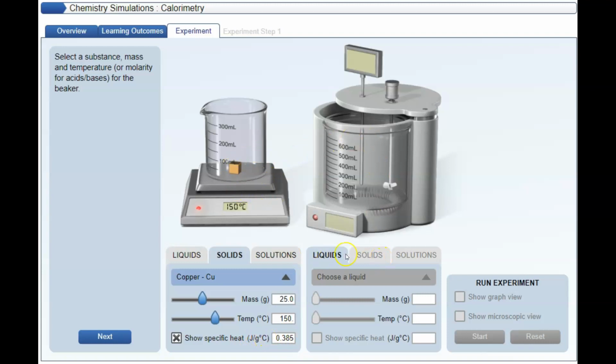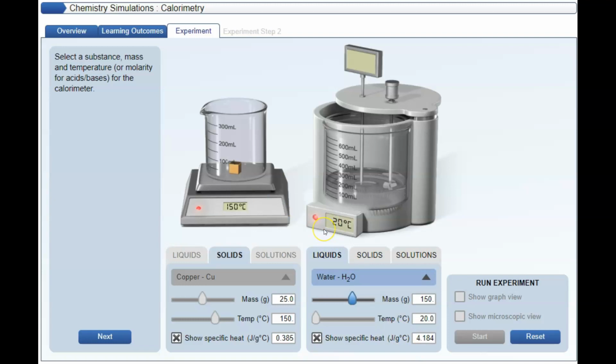We're going to combine that with some water. We're going to drop it in water and see what happens. So obviously the liquid here is water. Let's say we have 150 milliliters of that, or 150 grams, which is the same because the density of water is 1 gram per milliliter. The temperature is stuck at 20 Celsius, and the specific heat is something we should know already, 4.184 joules per gram degree Celsius for water.